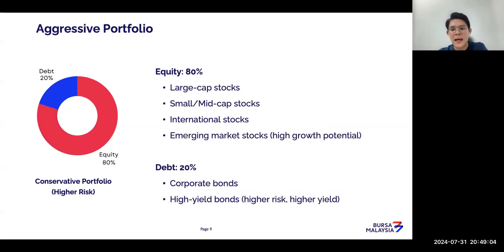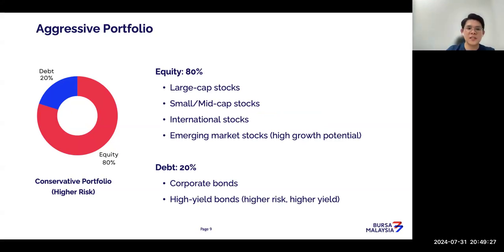Okay, so for an aggressive portfolio, an aggressive portfolio aims for high growth. We can see here there will be a lot of equity portion. The first are large cap stocks, which means you can buy blue chip stocks like Maybank or Gamuda or Bursa. You can add them into your portfolio.